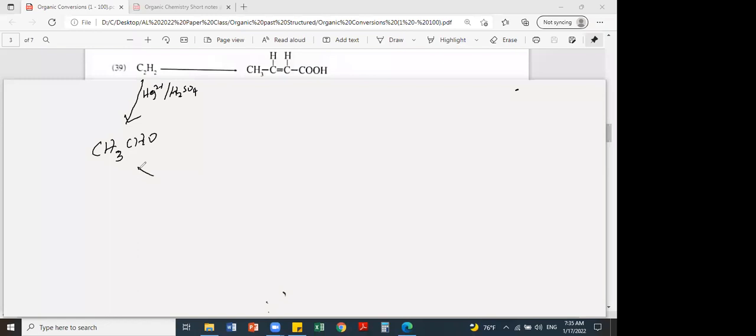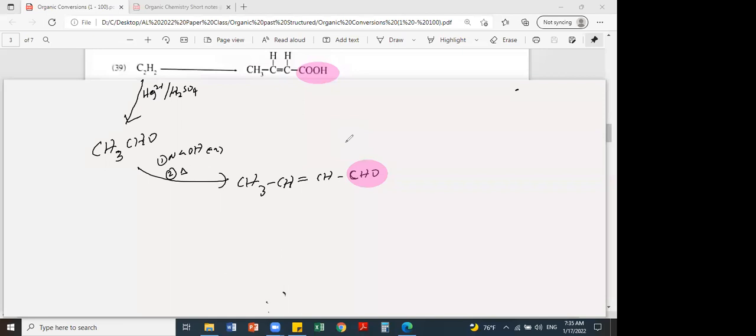Then you can do aqueous NaOH, CH3CHO. I'll put number one NaOH, number two heating. Then you get CH3CH=CH-CHO. Now the problem is this one. You have to convert this CHO group into COOH, keeping the double bond. If you put acidified KMnO4, the double bond also will break.